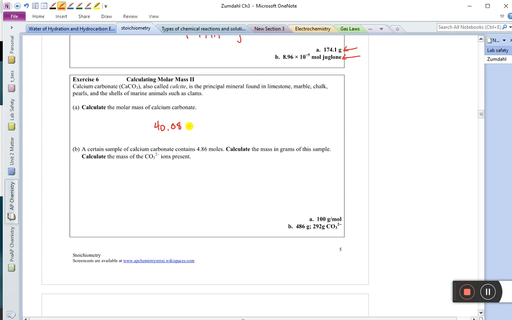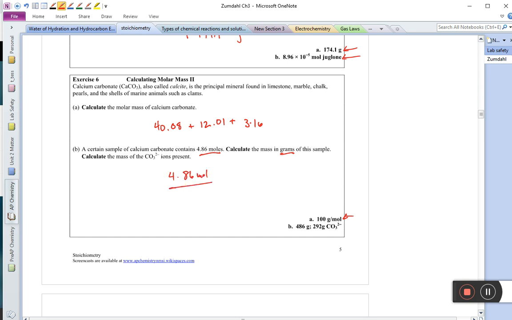So you've got your calcium plus your carbon plus 3 times your oxygen, which should get you 100. Then we've got a sample of calcium carbonate that contains 4.68 moles. Put what you're given top left. It wants the mass in grams, so start there.